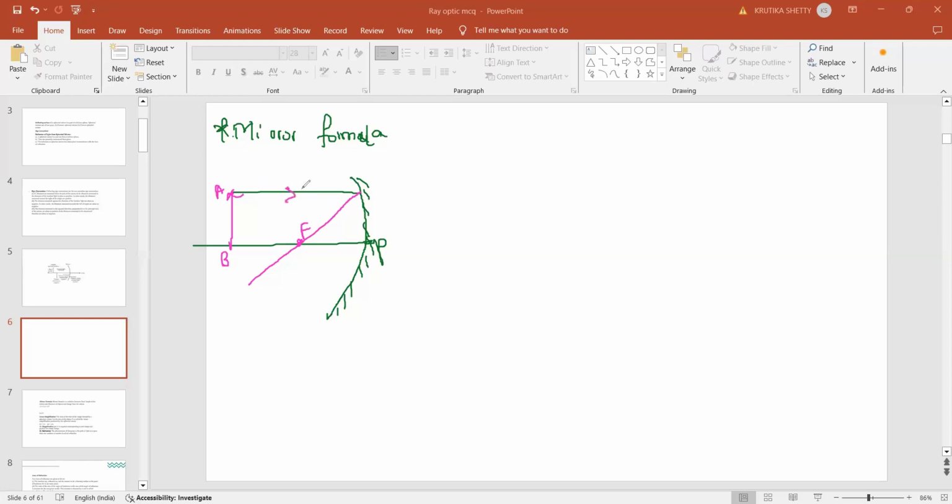So in that, one incident ray parallel to the principal axis passes through the focus after reflection. One more incident ray we are considering, which is making some angle theta with the principal axis. After reflection, it will pass and makes the same angle theta.